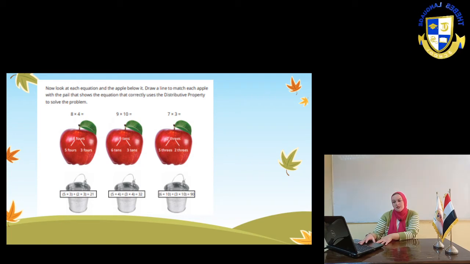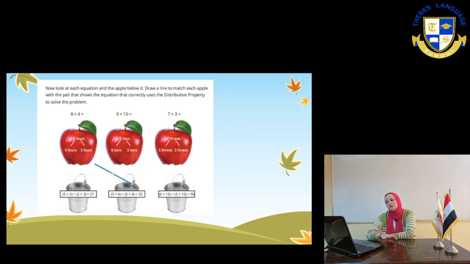Okay, it means 5 times 4 plus 3 times 4. So we are going to match the first apple with the second bucket, okay? The result is 32. The second apple will be 9 times 10.